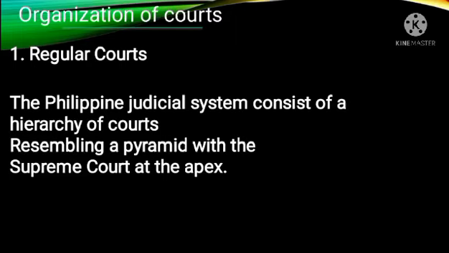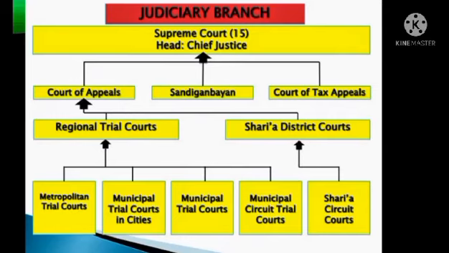Next, the organization of courts. Number 1, the regular courts. The Philippine judicial system consists of a hierarchy of courts resembling a pyramid with the Supreme Court at the apex. This is the arrangement of the judiciary branch. First are the local trial courts, which are the municipal trial courts and the metropolitan trial courts, and after that are the regional trial courts, and after the regional is the Court of Appeals, and the head of all courts is the Supreme Court.